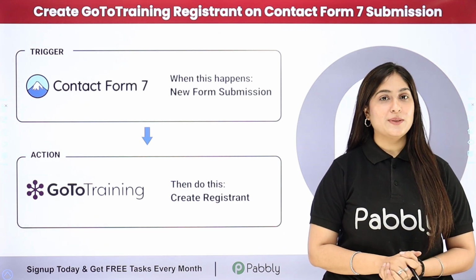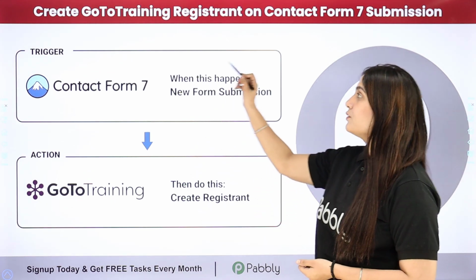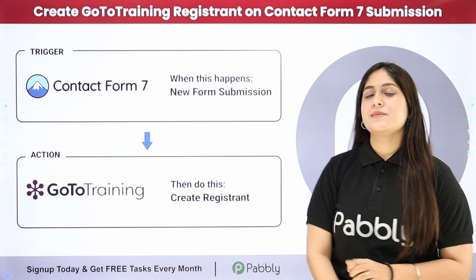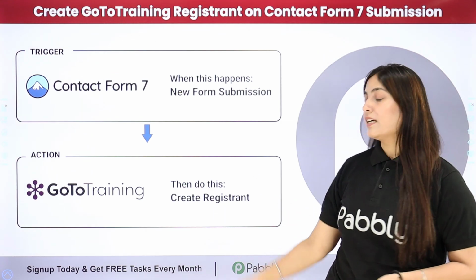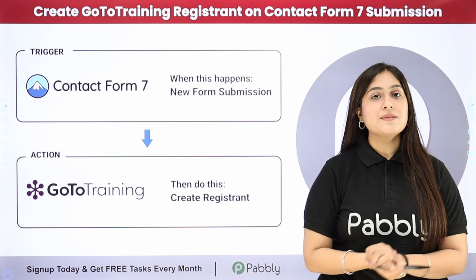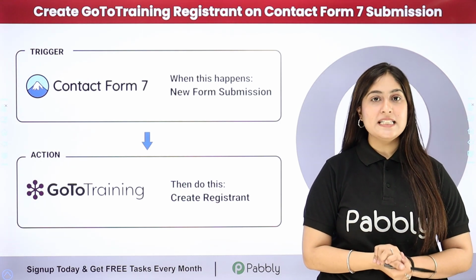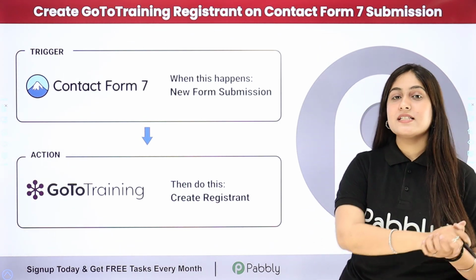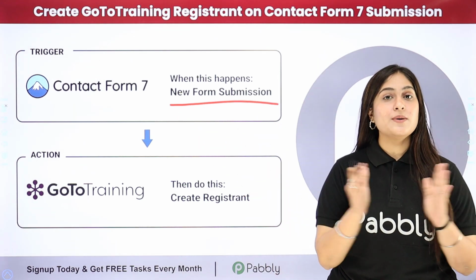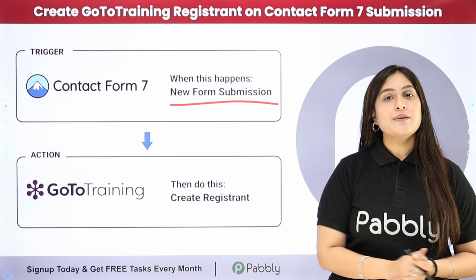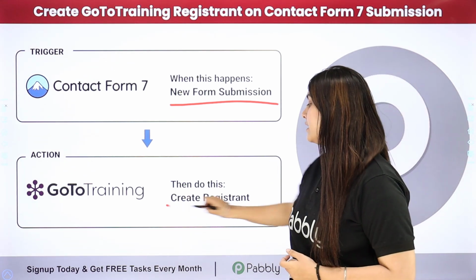In this video we are going to understand how to create a GoToTraining registrant on Contact Form 7 submission. So I am hosting an online training in my GoToTraining account and I am using Contact Form 7 to receive new registrations for the same. My objective is that whenever I receive a new form submission, the person who has made the form submission should automatically be created as a new registrant in my GoToTraining account.